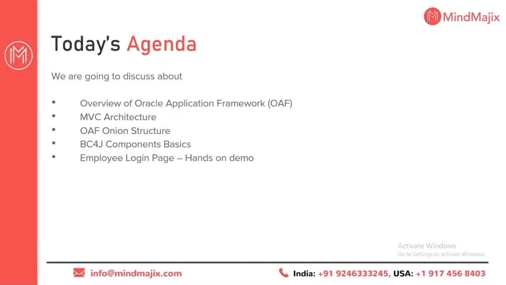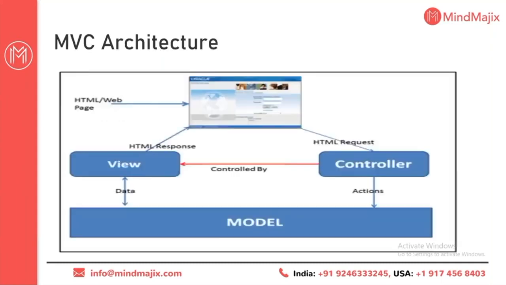Then coming to MVC architecture. MVC means model view controller architecture. So this is the diagram for the model view controller architecture. Here I've taken the example of a login page. Once you log in with your credentials and click on the login button, it will generate the HTML request, and the controller class will receive the HTML request. Once it receives the request, it will decide whether I need to navigate to another page, or I need to interact with the model for executing the business logic.